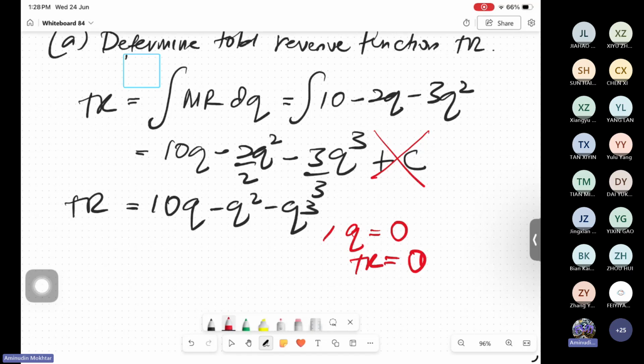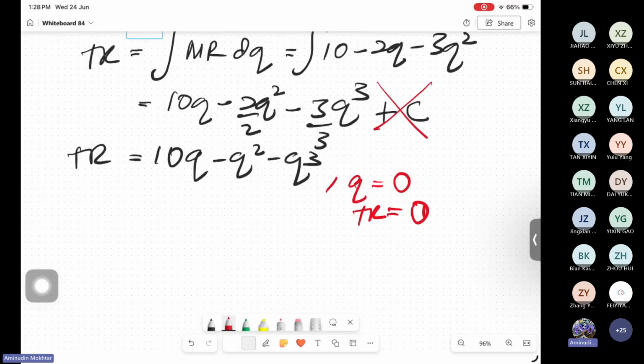So in terms of total revenue, the constant is not relevant in this question. But for total cost, the constant is relevant because we have a concept of fixed cost. And then please remember this when we apply this concept. Okay, that's about the total revenue and total cost.